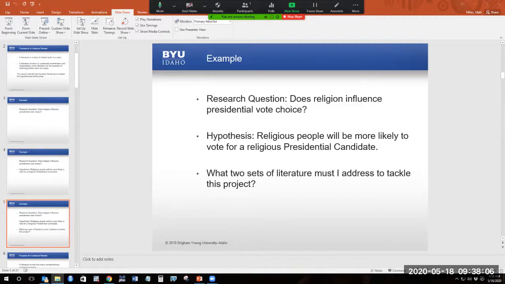Right, the first thing you would have to, it's right here in the question. Does religion influence presidential vote choice? So the first thing you have to do is a literature review on how religion influences stuff, not just political stuff, but maybe you could limit it to just how religion influences political stuff. Then the other literature is presidential vote choice. Why do people vote for the people they vote for president? There's a whole literature about how partisanship, political ideology, where you're raised, all that stuff influences presidential vote choice. And then you merge how this religion stuff influences presidential vote choice.